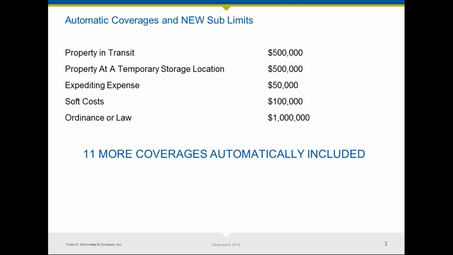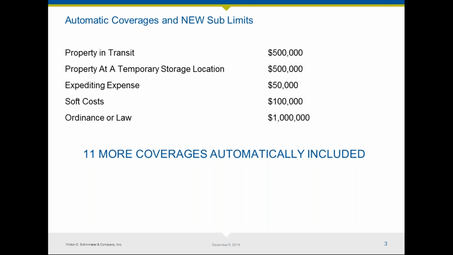Similar coverage, another very important coverage is property in temporary storage. We can stick with the window package. Maybe the window package comes in and I'm not ready to install it in the home that I'm building. So I'm going to store it somewhere for a while. Well, maybe there's coverage on the warehouse, maybe there's not, but on our form, we have $500,000 built in automatically. So those windows are covered regardless of where they're stored.